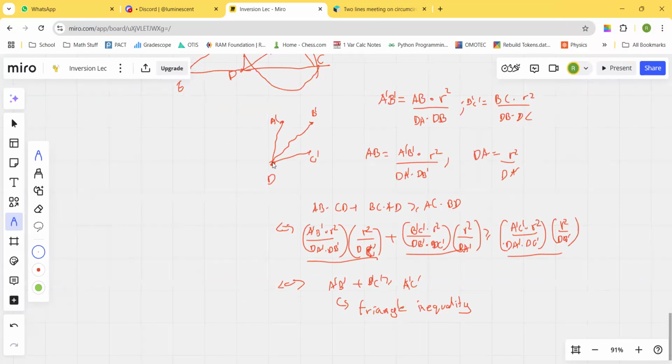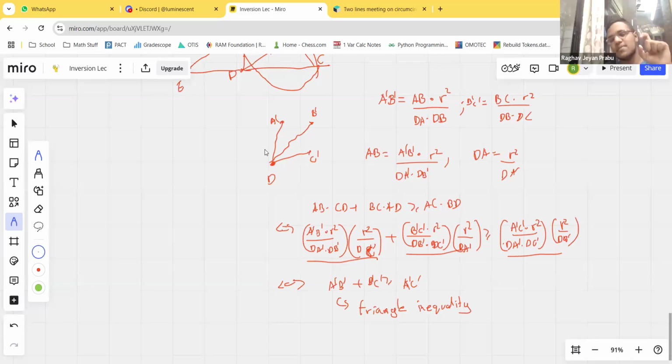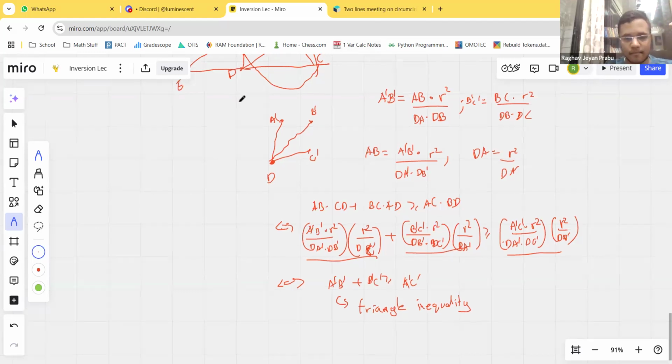Oh, okay, got it. So DA dash is just by definition, whereas in the earlier formula we had proved, we had assumed that A and B do not lie on D, or they are different from D. That's how you get that not so good formula, whereas this is slightly better.